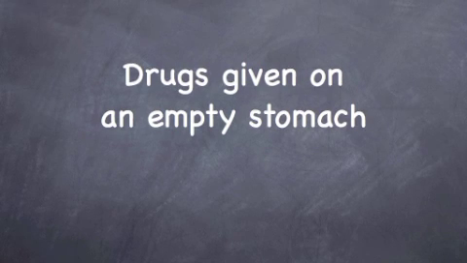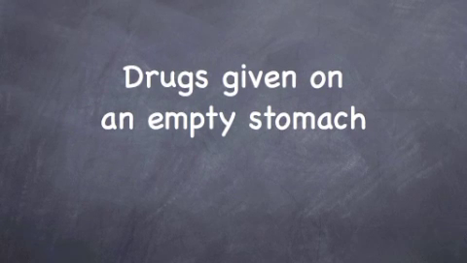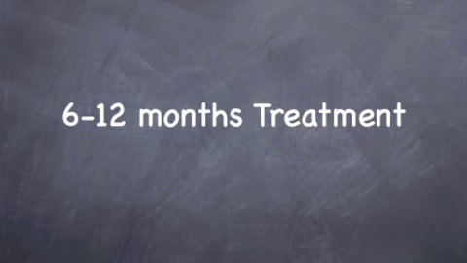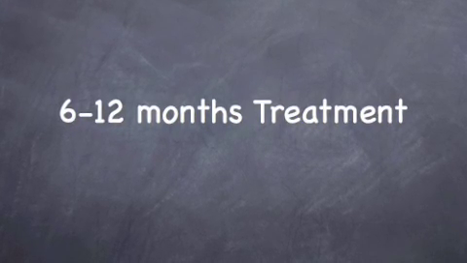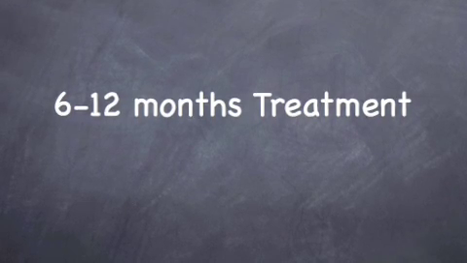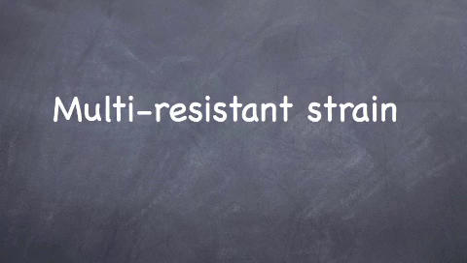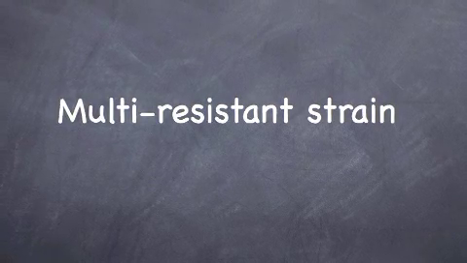Now, they have to be taken for a long period of time also, and that's that compliance issue that we talked about. They're going to be taken at least 6 months, sometimes up to a year, and so if the client is a transient or isn't in a place where we can keep track of them and make sure that they're taking the drug, that's when they have a multi-resistant strain of TB.